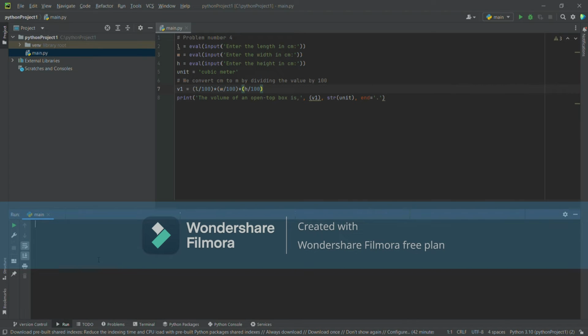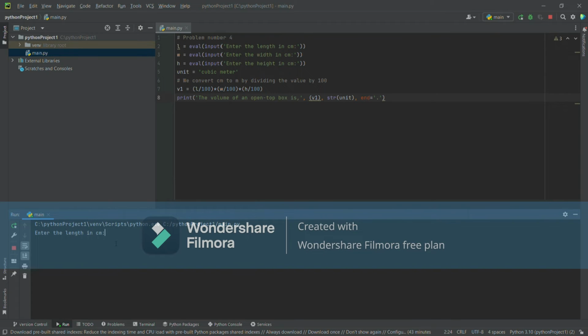On problem number 4, find the volume in cubic meter of an open top box having a dimension of 200 cm by 300 cm by 50 cm. So the unit of measure is cubic centimeter, while the formula I used is length times width times height. I separately divided it by 100 because the given is centimeter, so I need to convert it to meter.